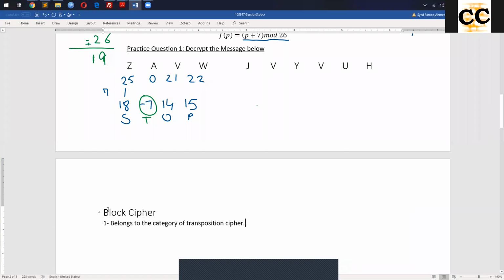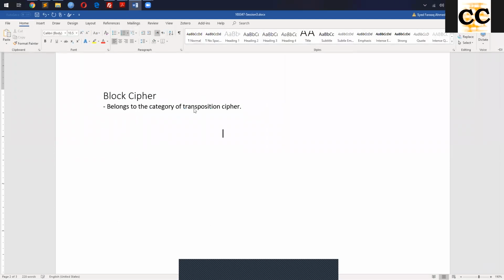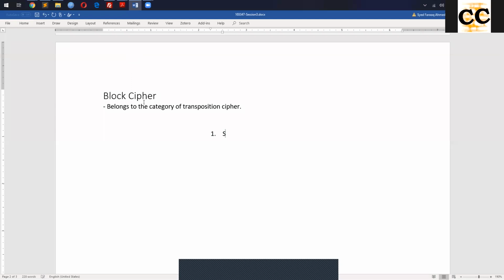Okay, so now we're gonna see what are block ciphers. First of all, block ciphers belong to the category of transposition ciphers, and the steps involved in implementing block ciphers are as follows. The first thing that you do is you select some integer m. Select an integer m and split the message in blocks of m sizes.